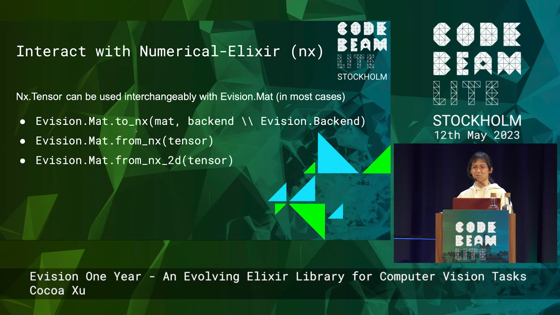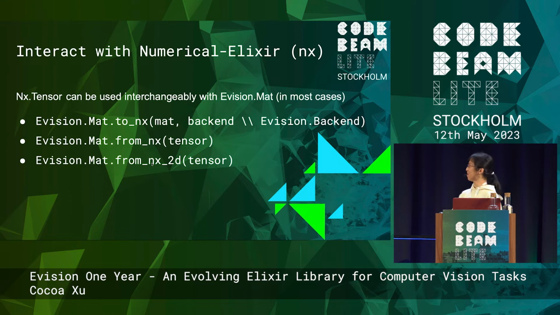The first one is, quite obviously, to convert the Mat struct to a tensor, and then we can specify which backend we might want to use. By default, it will be the Evision backend, but you can also pass it to the Nx BinaryBackend or TorchX backend or any other backend that is available. And then we have from_nx, which will convert a tensor to an OpenCV Mat object in the C++ world.